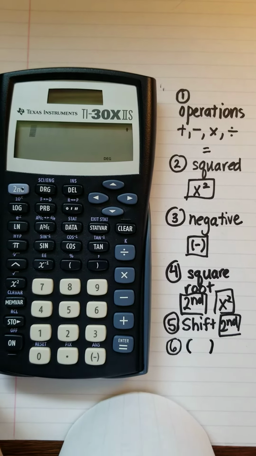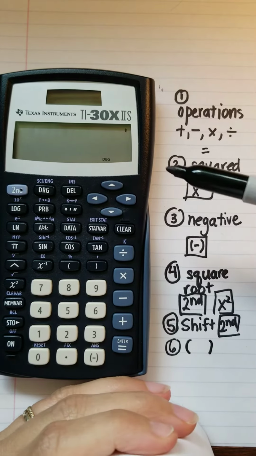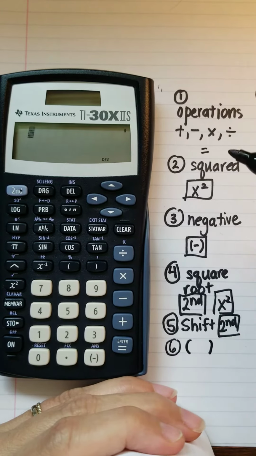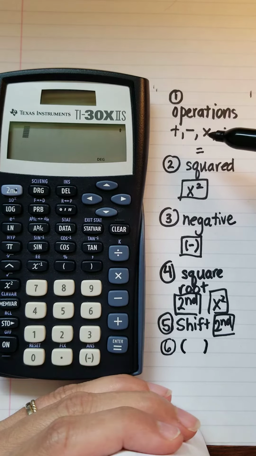So I'm just going to briefly go over some of the simple buttons on our calculator because you need to be aware of those. A big part of what our Unit 1 test is going to be on is order of operations. We're going to let our calculator do the arithmetic for us.